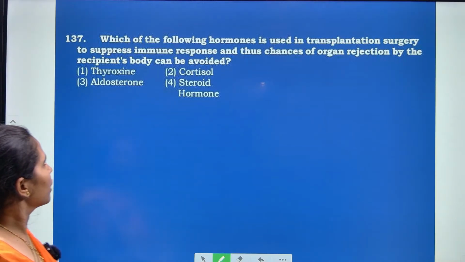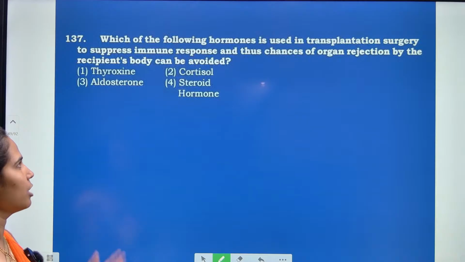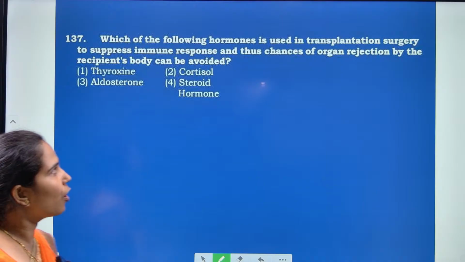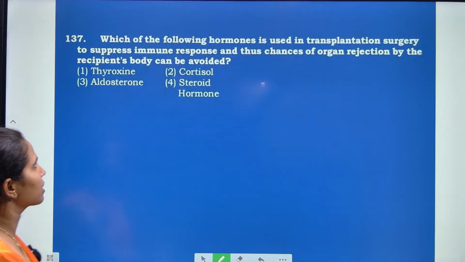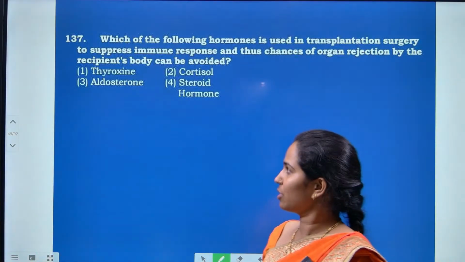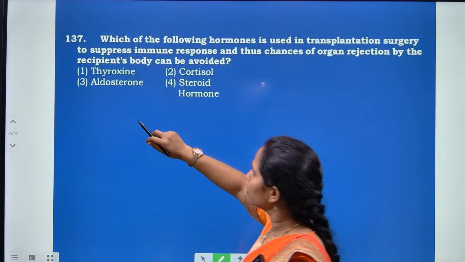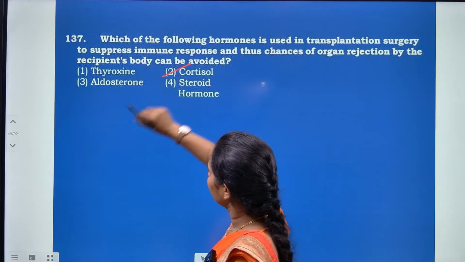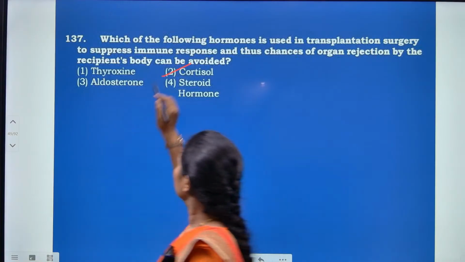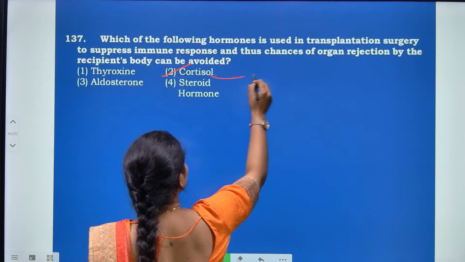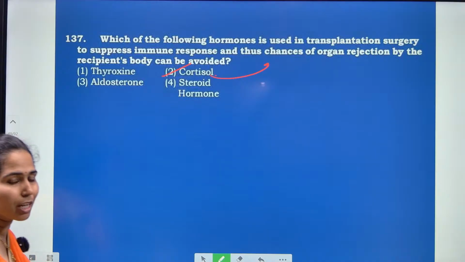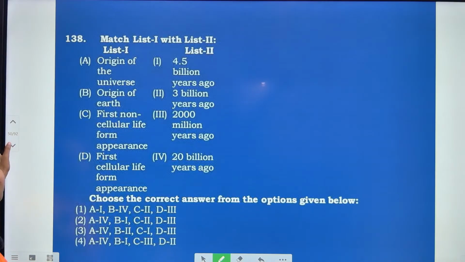Next, which of the following hormones is used in transplantation surgery to suppress the immune response, so that the chance of organ rejection by the recipient's body can be avoided? That is the grafting, where the transplant graft should not be rejected. For that we use the hormone called cortisol. It is not thyroxine, not aldosterone, or the other steroidal hormones. Cortisol helps in suppressing the immune response, so that there will be a successful chance of transplantation.